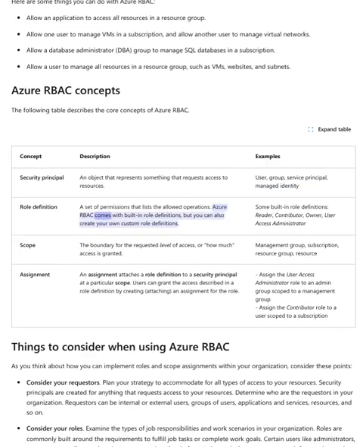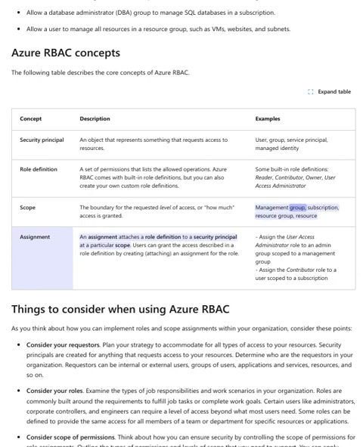Azure RBAC comes with built-in role definitions, but you can also create your own custom role definitions. Some built-in role definitions: Reader, Contributor, Owner, User Access Administrator. Scope, the boundary for the requested level of access, or how much access is granted. Examples: Management Group, Subscription, Resource Group, Resource.